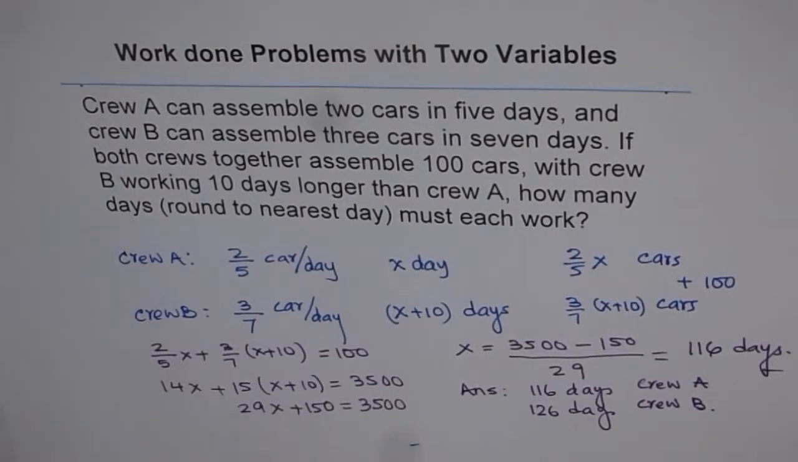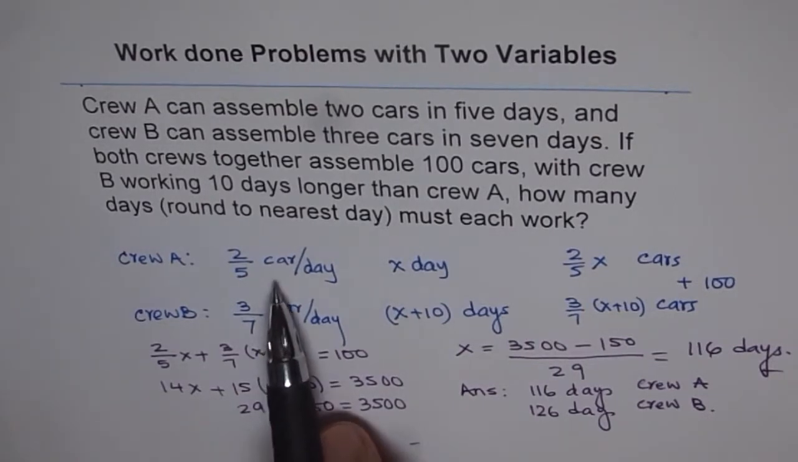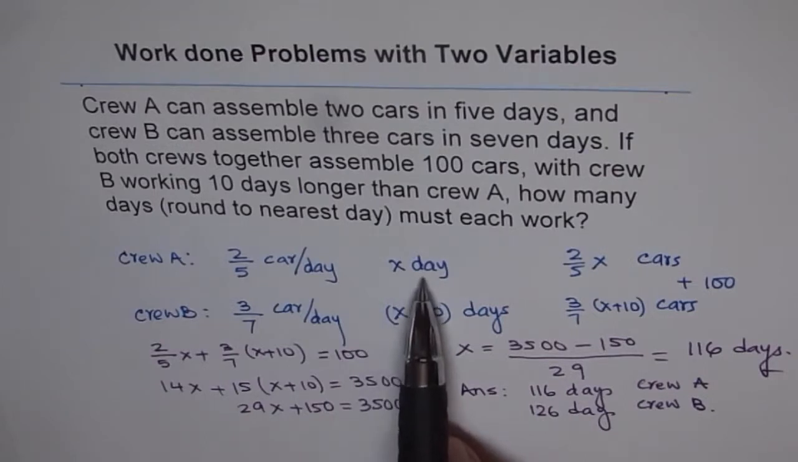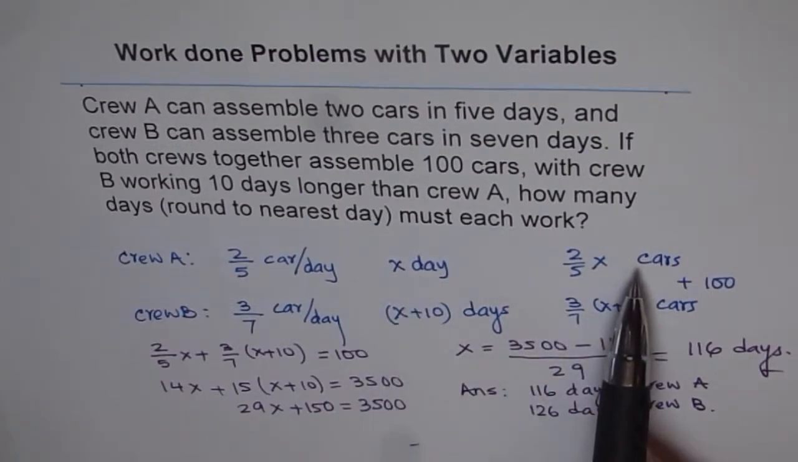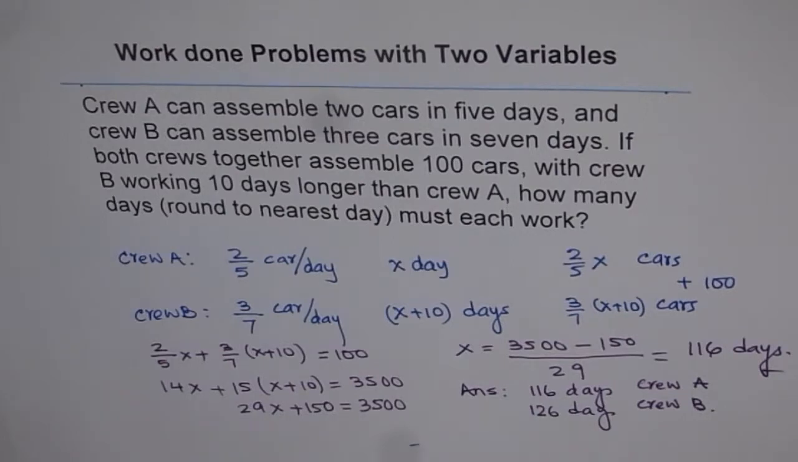So the important thing here is whenever you have a work done problem, find the rate. Once you find the rate, then multiply it with duration and get the total job done. And then you get your equation. If you work like this, it'll be easy for you to do any work done problem.